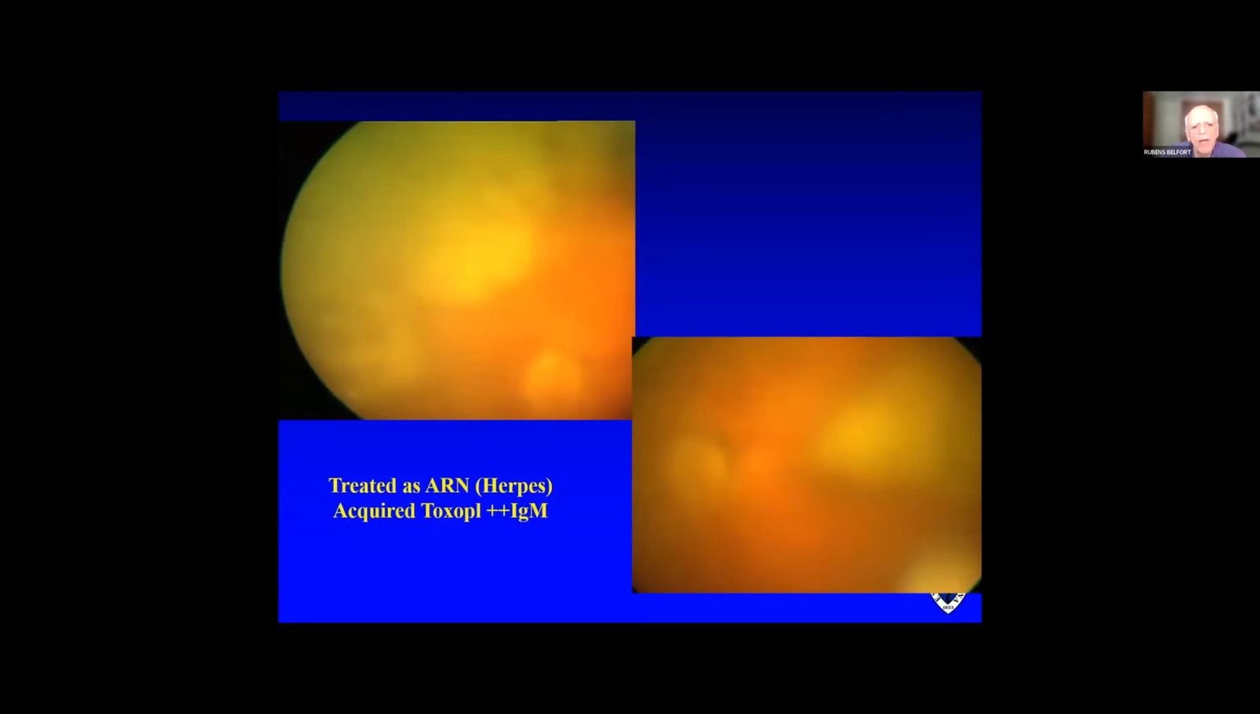Another example: a patient who had herpes and later on was also diagnosed with a positive IgM for toxoplasmosis. There are some cases in which the diagnosis is not very specific, and we end up treating more than one infectious disease in order to try to do the best for the patient.